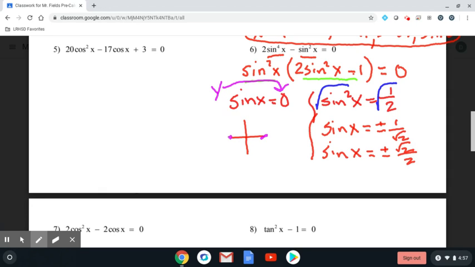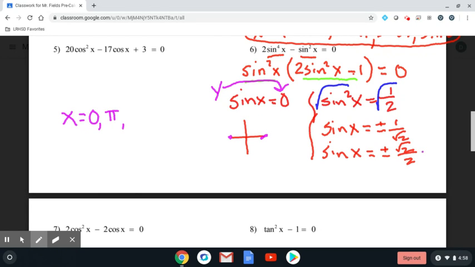So 2 of your answers are going to be, let me write it over here. So 2 of your answers from this left side are x is equal to the angle measure of 0 and pi. All right, now when we look at our right side over here.